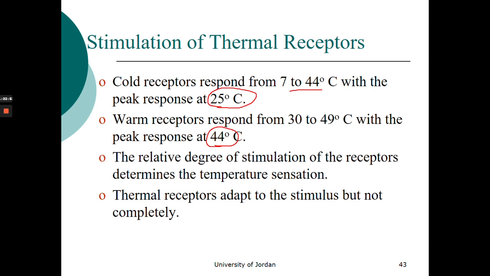We will come to that. It's like when we discuss the feeling of position, it is a combination of stimulation of different receptors. There are four receptors: warm receptor, cold receptor, freezing hot, freezing cold. So it depends on this combination of stimulation of these receptors. The relative degree of stimulation of receptors determines the temperature. Thermal receptors adapt to the stimulus, but not completely. Whether it is hot or cold, say this is the number of impulses here.